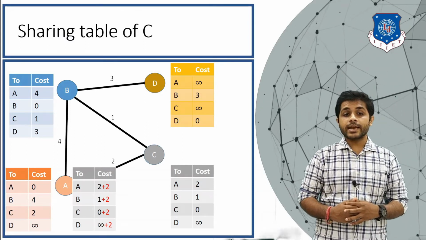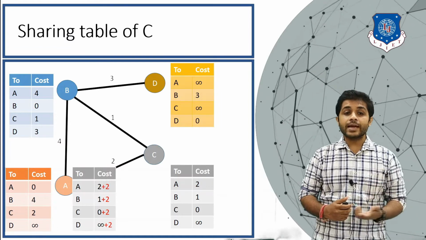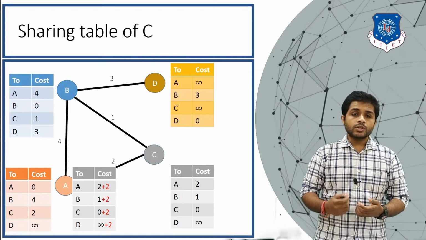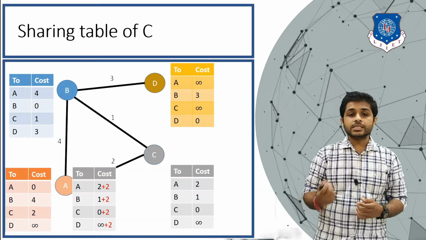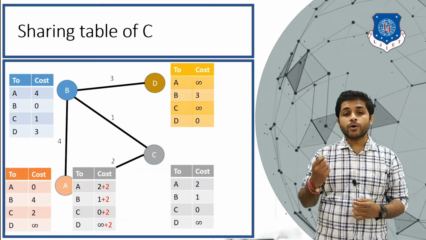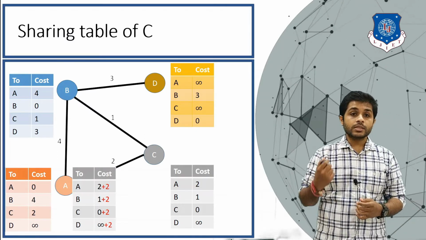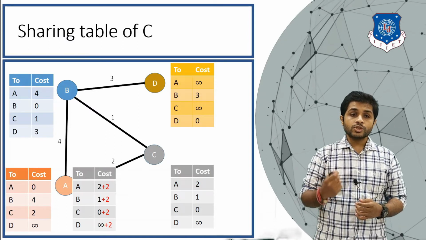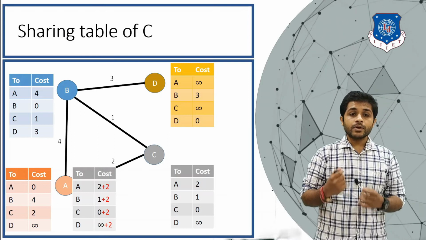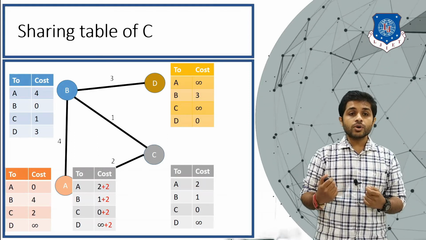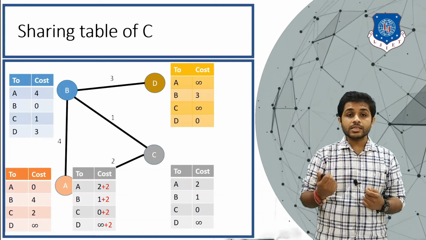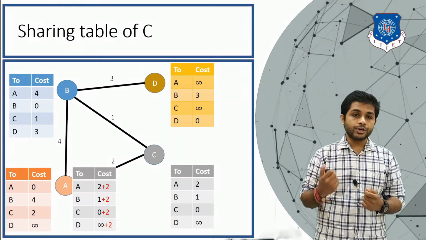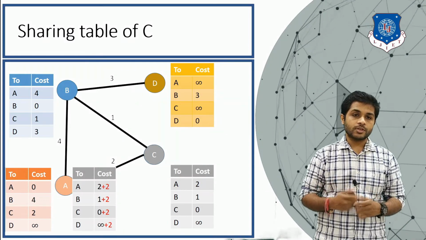Now why is it adding 2 to every entry? So what is the meaning of C's table? The values in C's table tell you the distance from C to all the routers. So A knows that if A wants to reach all the routers via C, then it has to add 2 to C's table. So it is adding 2.